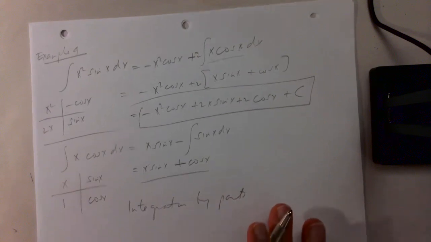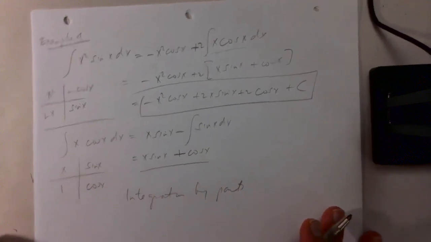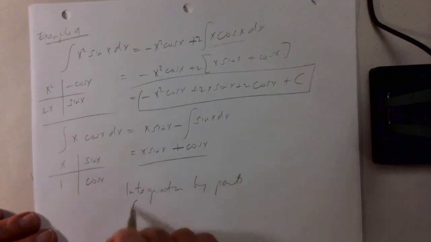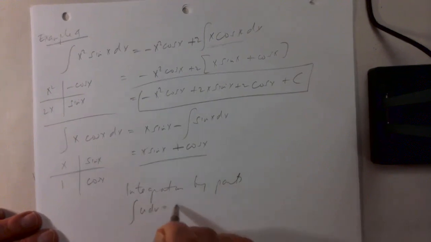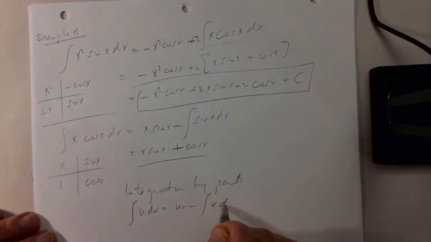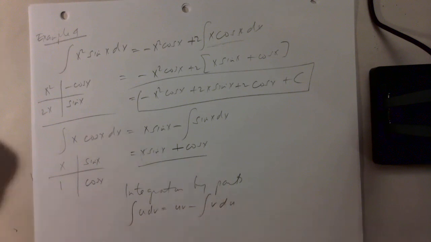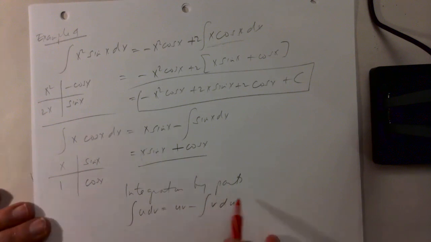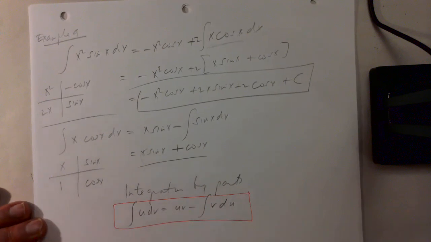It's a beautiful, concise formula and very, very useful. The integral of u dv is uv minus the integral of v du. So this is another one of the really great formulas from Calc 2. That's it.